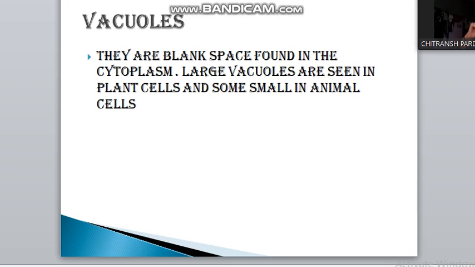Only chloroplast is used to prepare food. Because there is only one process by which plants can prepare their own food, that is photosynthesis.